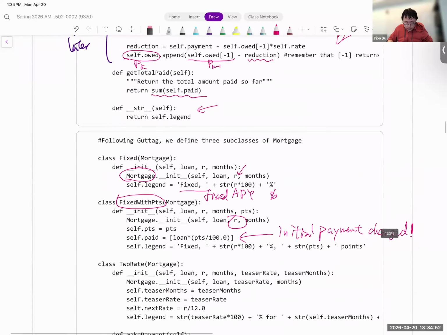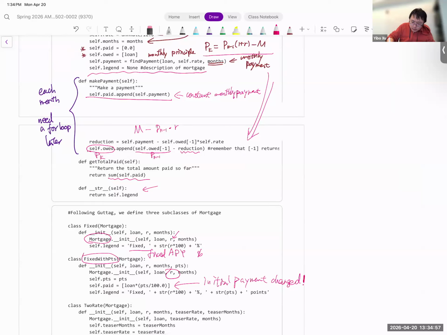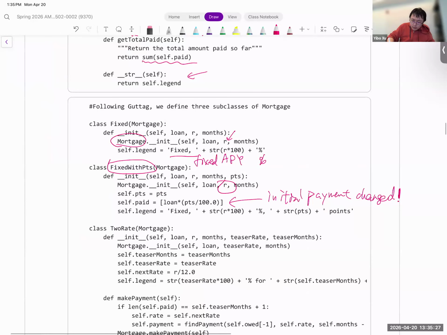All right, so let's quickly compare with what we had earlier. Originally you're saying, I'm not paying anything to buy the points. But now here I replace the original payment by the loan times points over 100. So that's the down payment to buy the percentage off. So this will potentially be a smaller R.